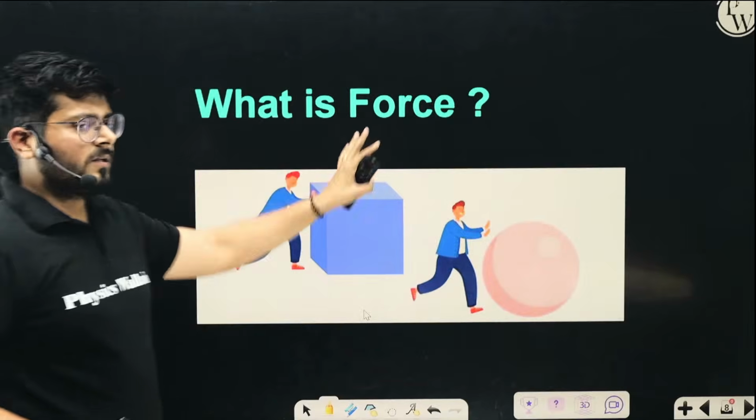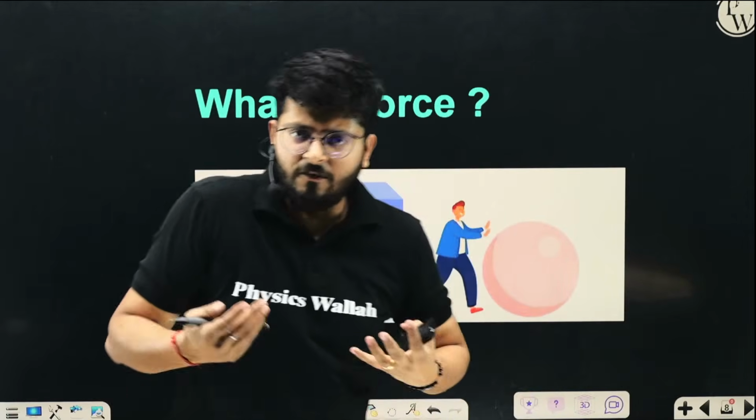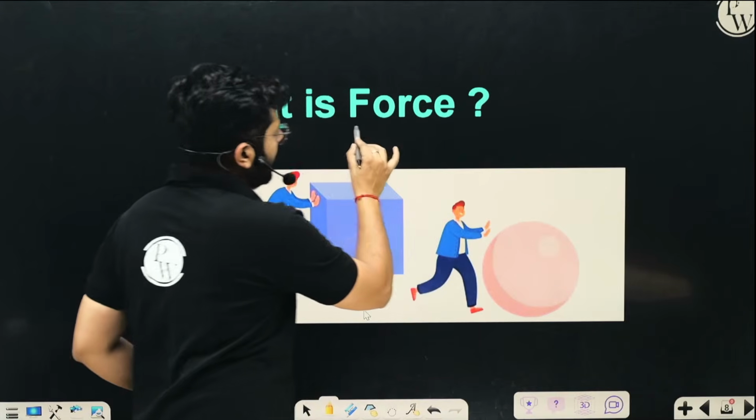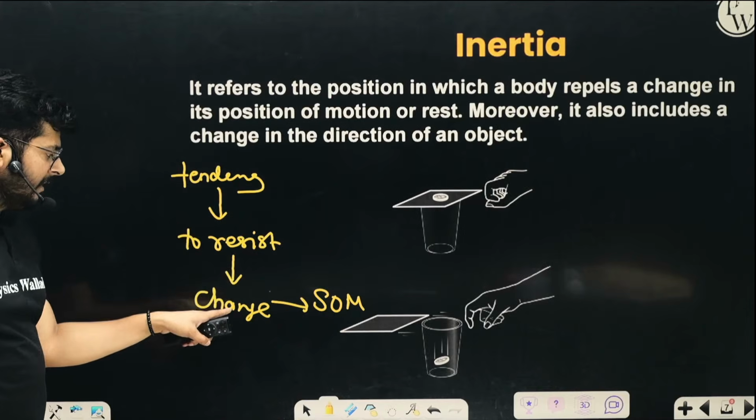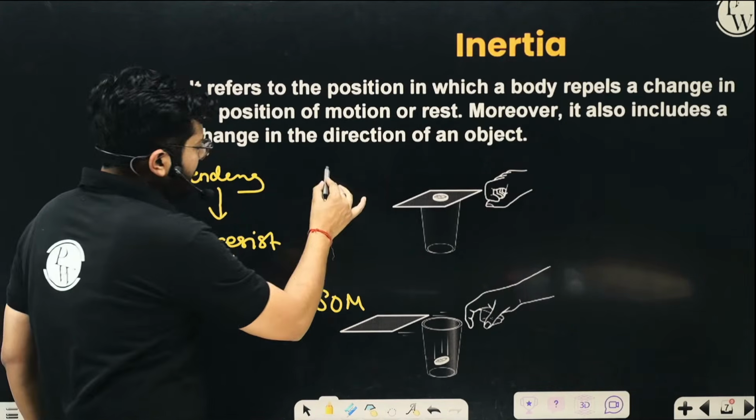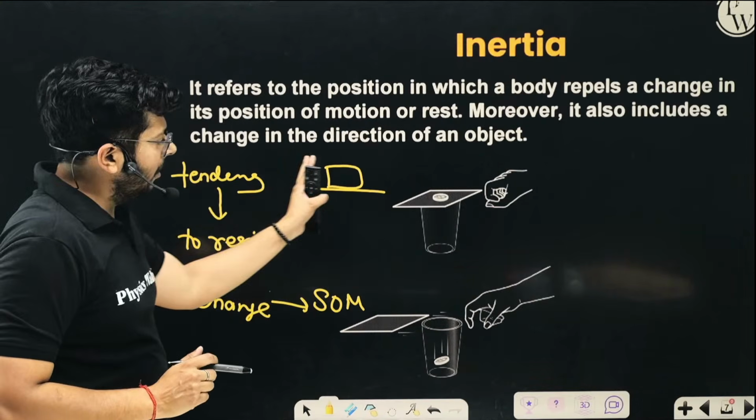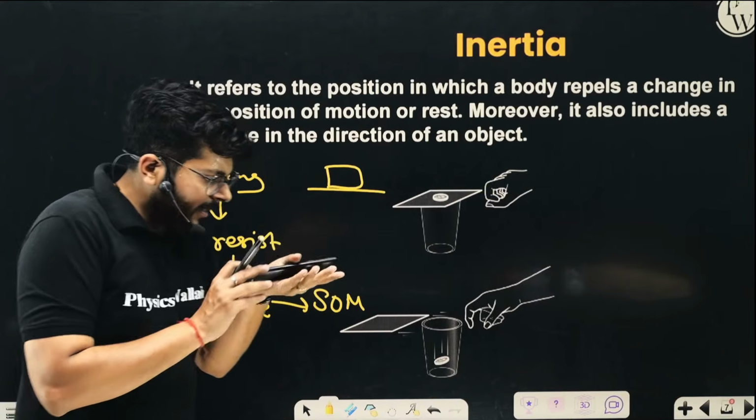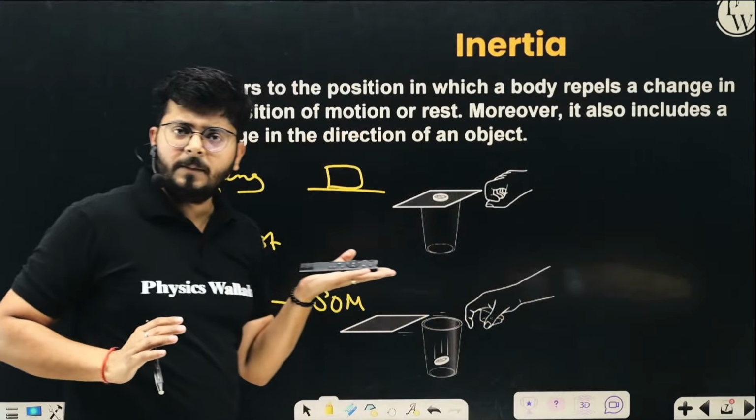Now, what is force? Force is something you need to overcome the inertial effect. Due to inertia, the state of motion of the body does not want to change. So if a body is stationary, it wants to remain stationary. And if the body is moving with a certain velocity, it wants to keep moving with that velocity.